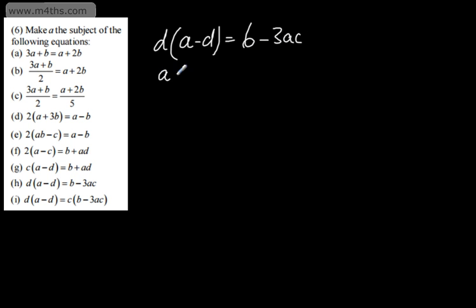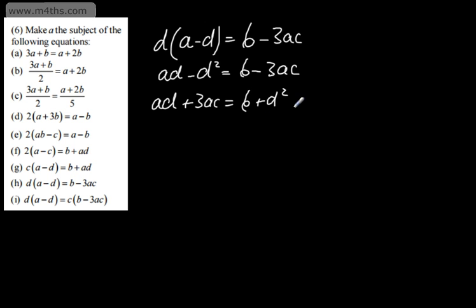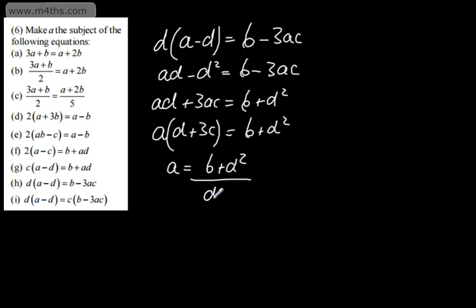Expanding the brackets, a multiplied by d minus d multiplied by d, which is d squared, is equal to b minus 3ac. So ad plus 3ac is equal to b plus d squared, or d squared plus b. Everything on the left has an a, everything on the right doesn't. Taking a out, a is common, so it will be d plus 3c is equal to b plus d squared, and then a is equal to b plus d squared over d plus 3c, and we're sorted.